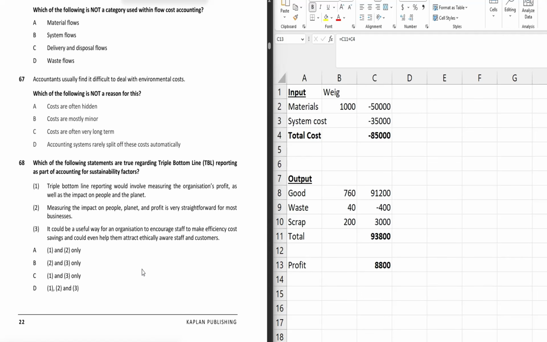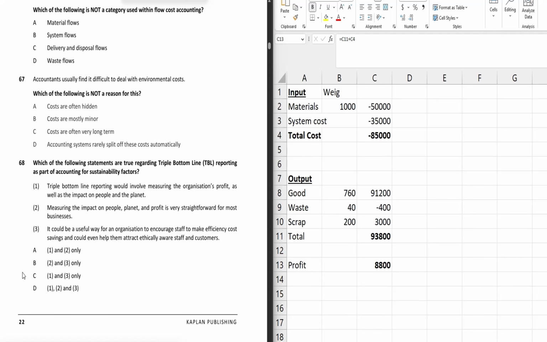So the first part is saying the triple bottom line reporting would involve measuring the organization's profit as well as impact on the people and the planet, which is correct as per the concept. So one is correct. And if one is correct, option B is out. Either A, C, or D will be the correct answer.